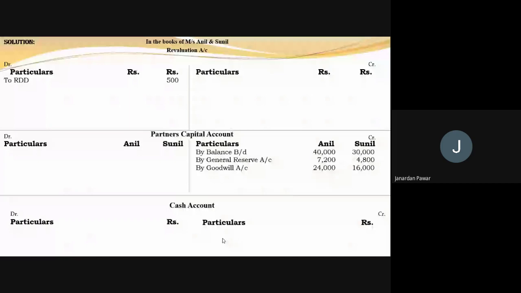Okay, so the next point that you can see on your screen, how to calculate that particular RDD, 10,000 into 5%, that is rupees 500. Then the building is also there, and the building's valuation is given here as rupees 30,000. The building is reduced. So we have to show here that is 40,000 minus 30,000, that is rupees 10,000 is the difference between the amount which is revalued amount. Okay, so 10,000 we have to write at credit side of the revaluation account.